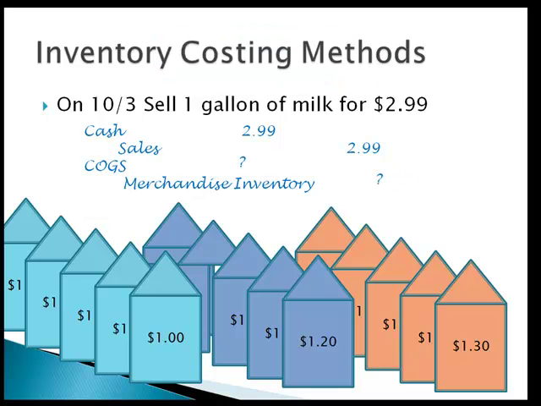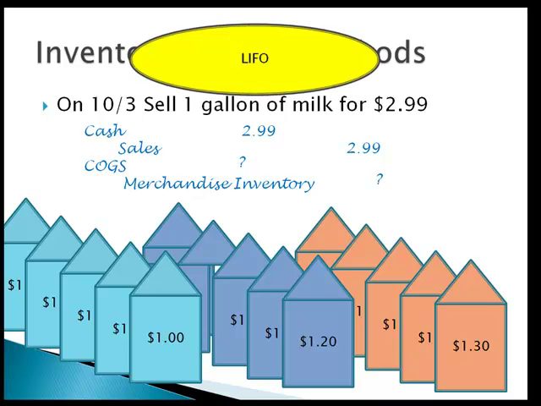All right, under the next system, which is LIFO, LIFO stands for last in, first out. So the last item that we shelved, which would mean this last one that we stocked on the shelf, would be our first item sold. Again, this is theory because the customer is free to choose whatever gallon of milk they want. But under this process, we're going to just assume that last in is the first item out. So in this case, the $1.30 would be our cost of goods sold in merchandise inventory.